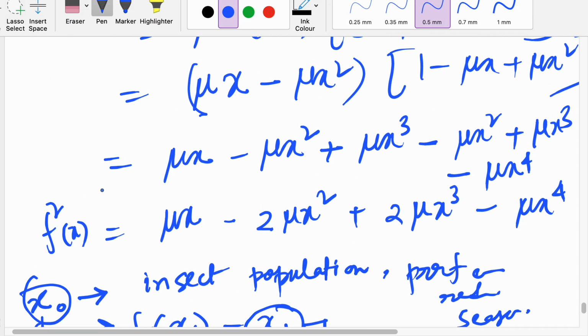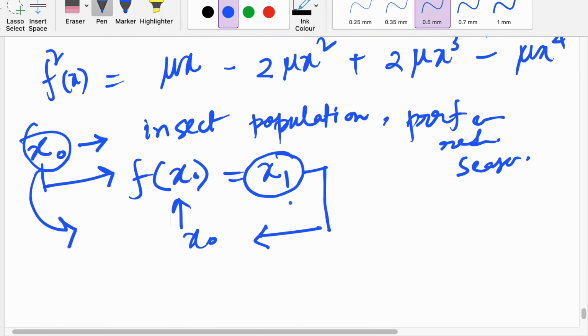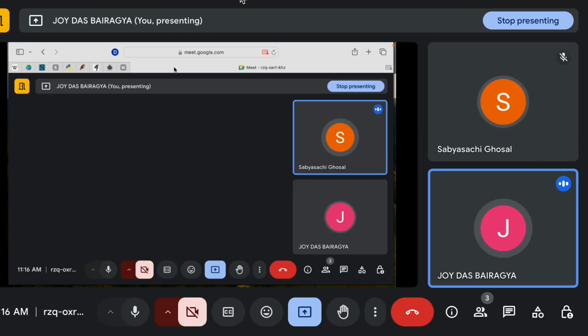So here these two tell you about the time, and that's why this x0 is called a 2 period orbit, because its period is 2. Is it clear, right?